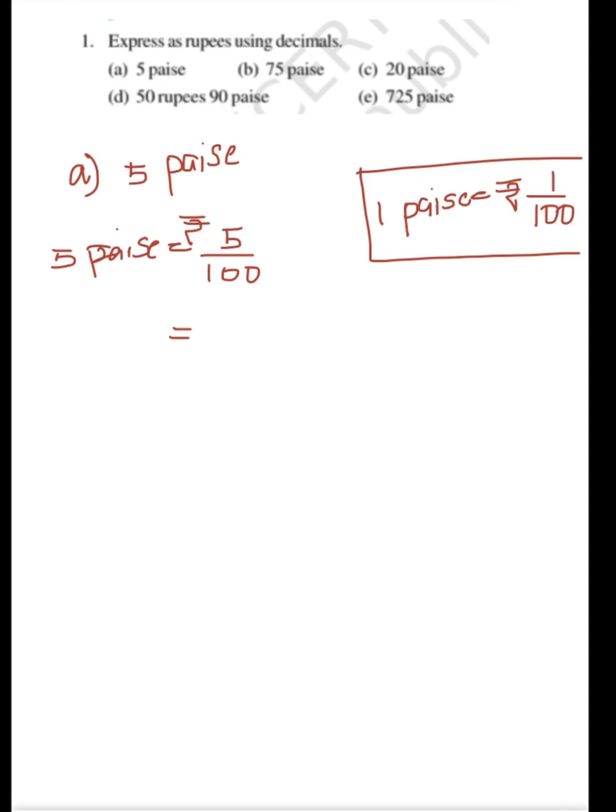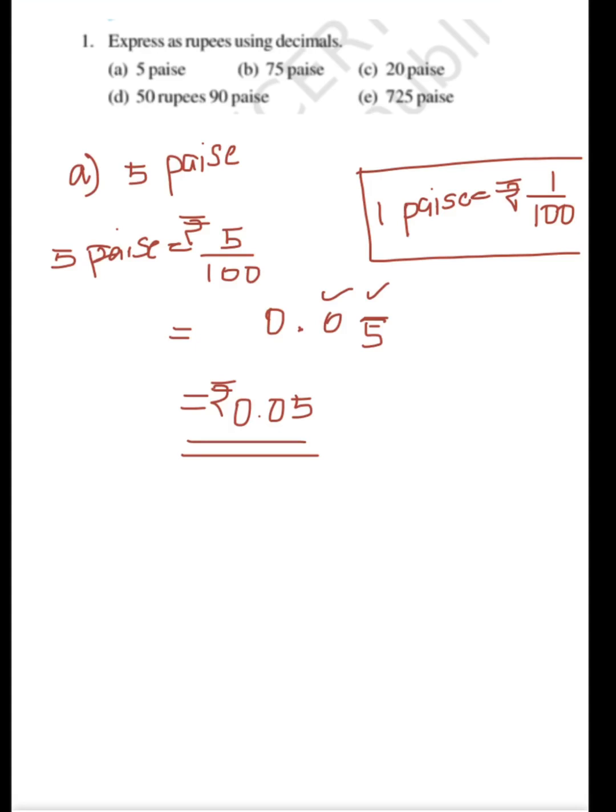How will you divide this 5 by 100? Here you can see in 100 two zeros are there. So after the decimal point, two numbers should be there. So 1, 2. Here you will put the decimal point. So 0.0, okay, so what will be the answer? Rupees 0.05 will be our answer.